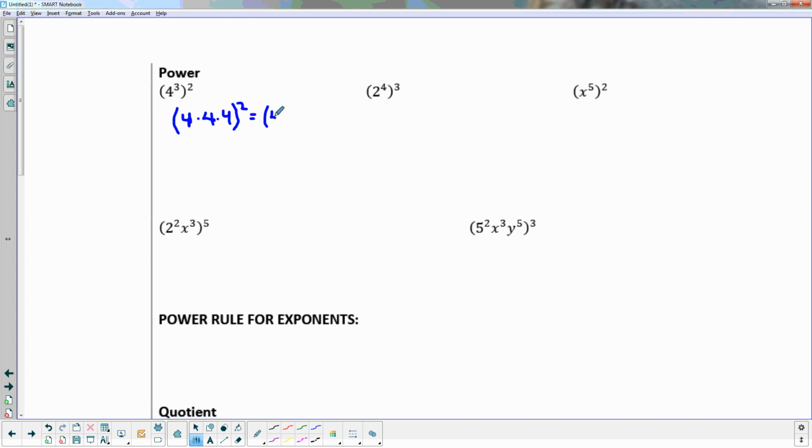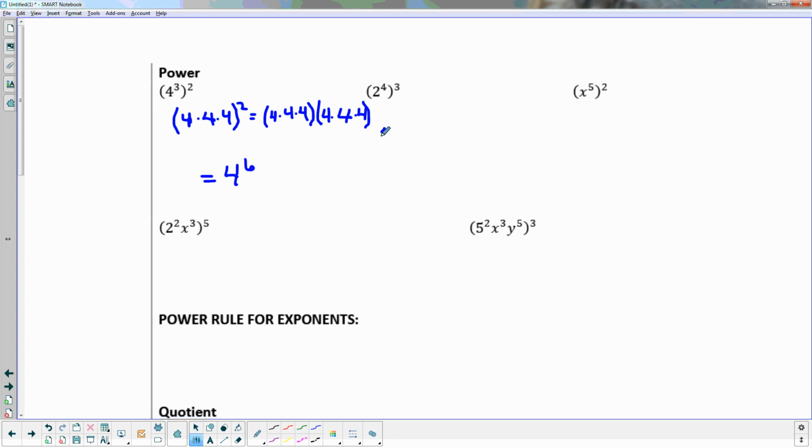So squaring means multiply by itself, second power, multiply by itself. So it's going to be 4 times 4 times 4 times 4 times 4 times 4. How many 4s do I have now? 1, 2, 3, 4, 5, 6. So it's 4 to the 6th. Somehow 4, 3, and 2 became 4 to the 6th. Let's look at the next one, see if we can make any headway on this.